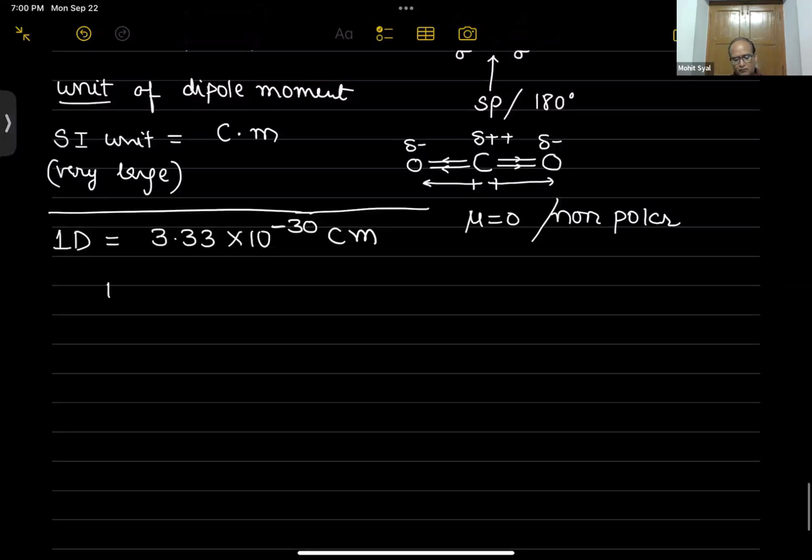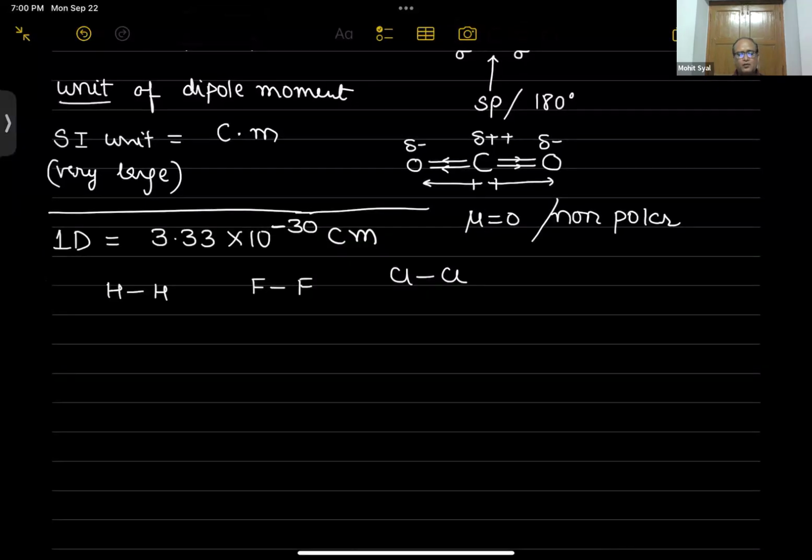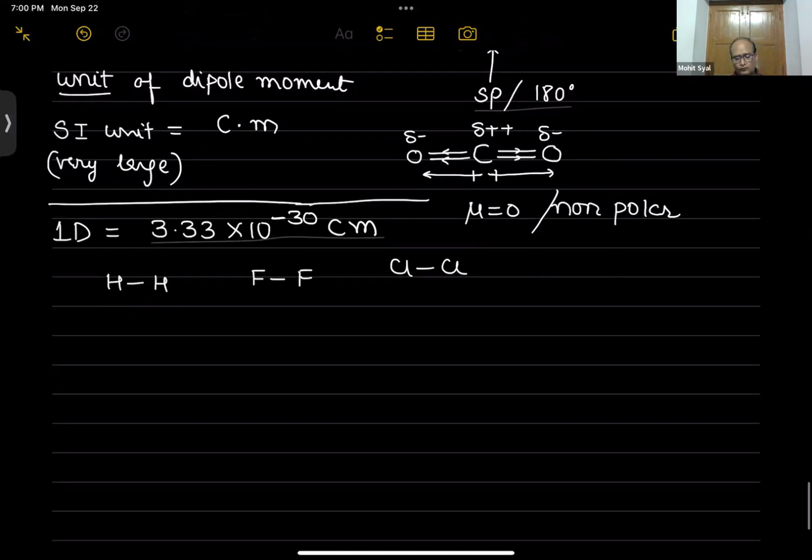One more small question. What is going to be the dipole moment of H2, F2, Cl2? It is going to be 0, because they are non-polar molecules. Is it clear now? Why? Because both the atoms have the same polarity, and if both the atoms have the same polarity, there will be no charge arising on any of the atoms. So it will be non-polar.